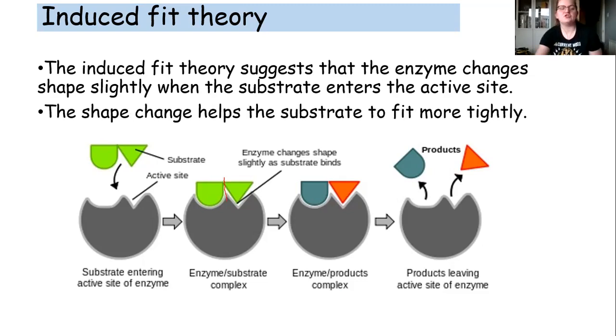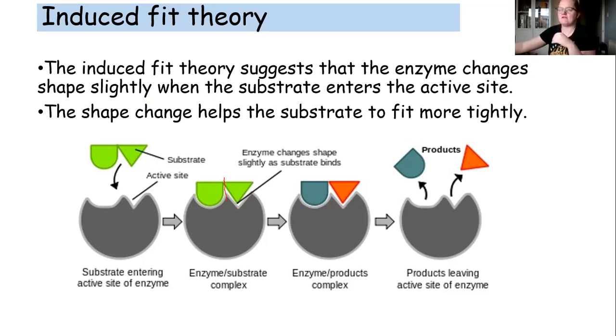So the shape change helps the substrate to fit more tightly. It's the idea that actually, if they're just going to go in and fit at the exact shape, it might not actually be perfect. If we're having lots coming in, lots coming out, it might get damaged. So somebody said, well, actually, maybe it changes, and then it changes back, and it changes, and it changes back. This is now the more accepted theory. It's the theory that people go with, actually, that it's induced fit.